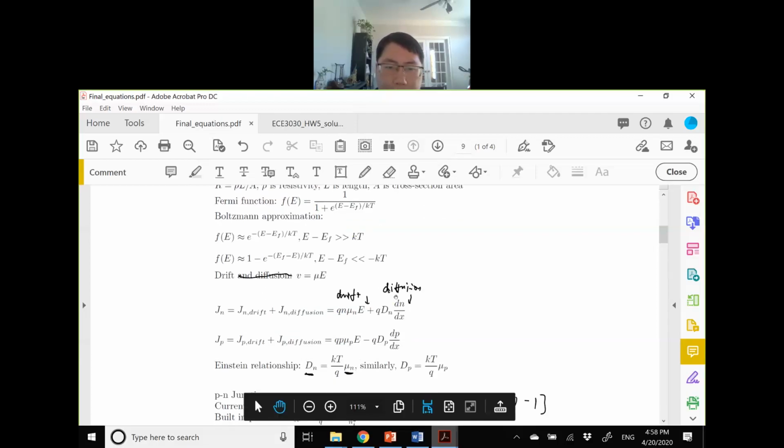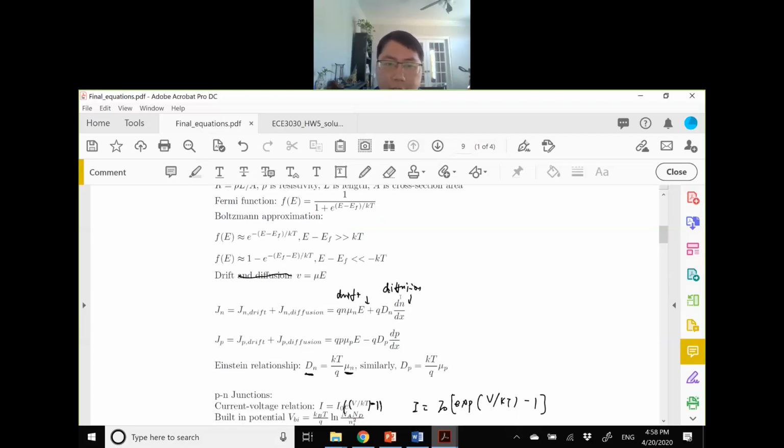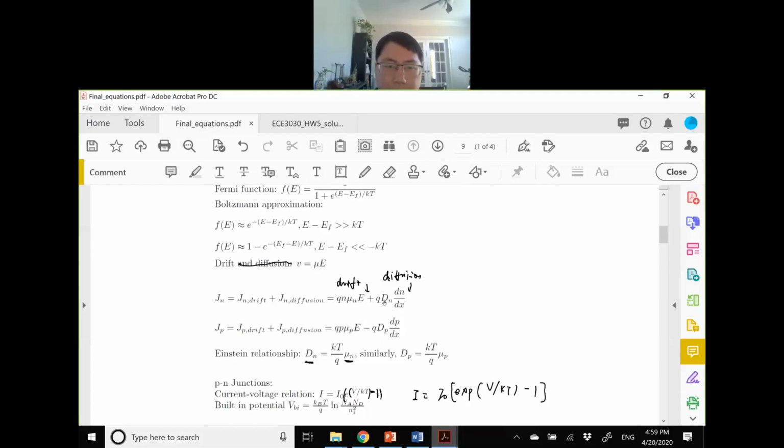And then diffusion is different. Diffusion is when you have different concentrations of the electron or the hole. For example, in one region of the semiconductor, you have higher hole density. The other region has less hole density, so the hole will diffuse from the high concentration to the low concentration. And this is the diffusion current.